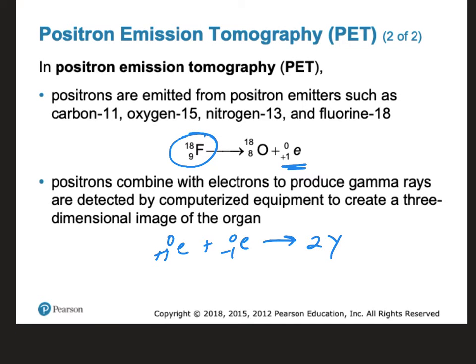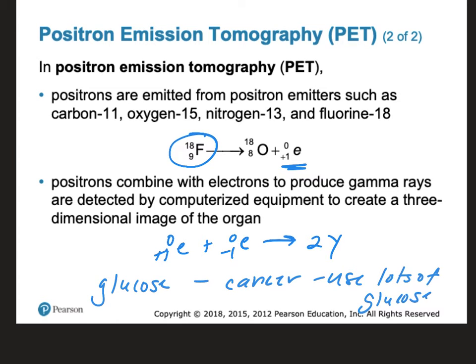Although we haven't learned about metabolism yet, all cells use glucose for energy. In particular, cancer cells, because they're rapidly dividing, use lots of glucose. So cancer cells take up these FDG, these positron-emitting glucose molecules, very quickly. And so in a PET scan, when you have cancer cells, they show up as these hot spots where you have lots of FDG accumulating and lots of gamma rays being emitted.